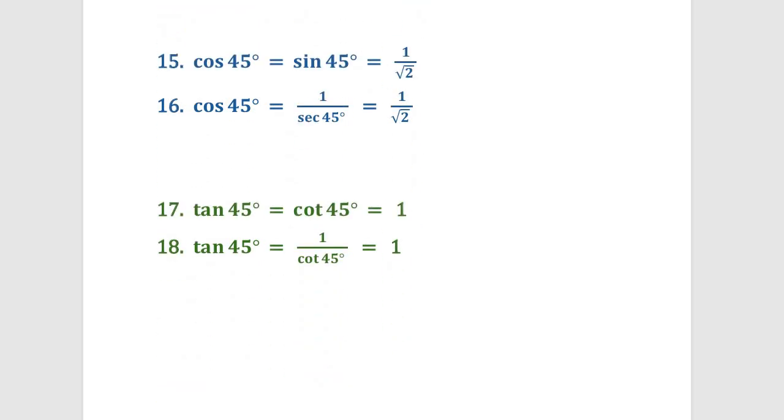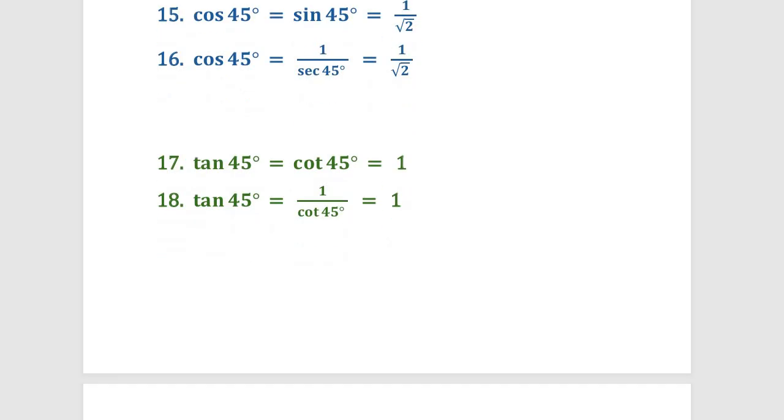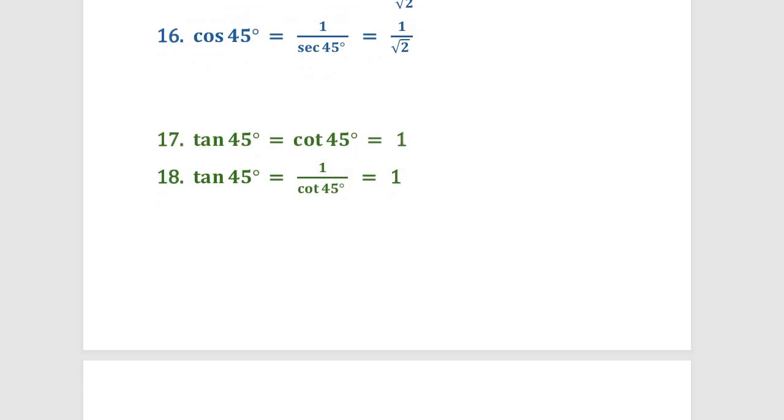Formula 15, cos 45 degree equals sin 45 degree equals 1 by square root of 2. Formula 16, cos 45 degree equals 1 by sec 45 degree equals 1 by square root of 2. Similarly, 17, tan 45 degree equals cot 45 degree equals 1. And 18, tan 45 degree equals 1 by cot 45 degree equals 1.